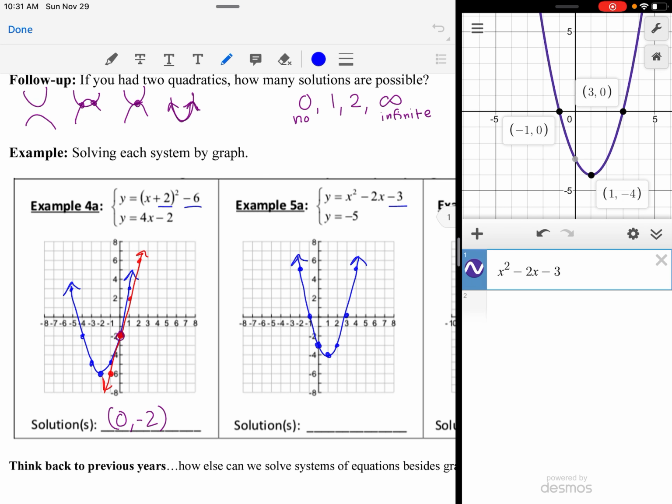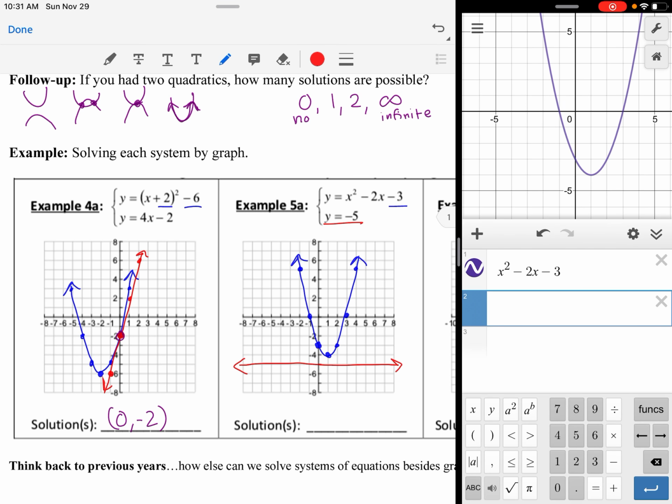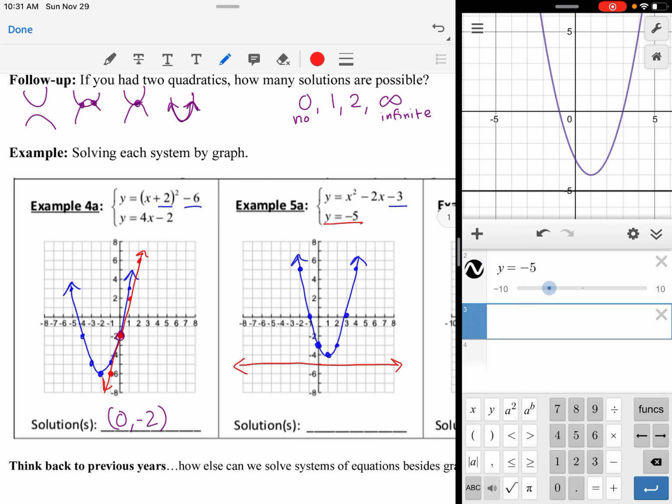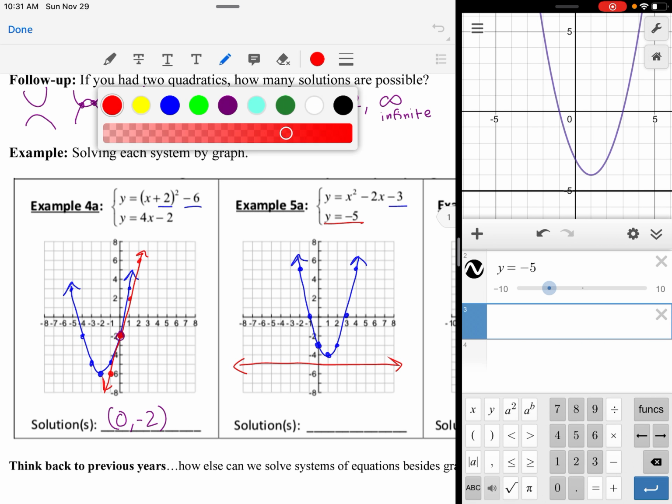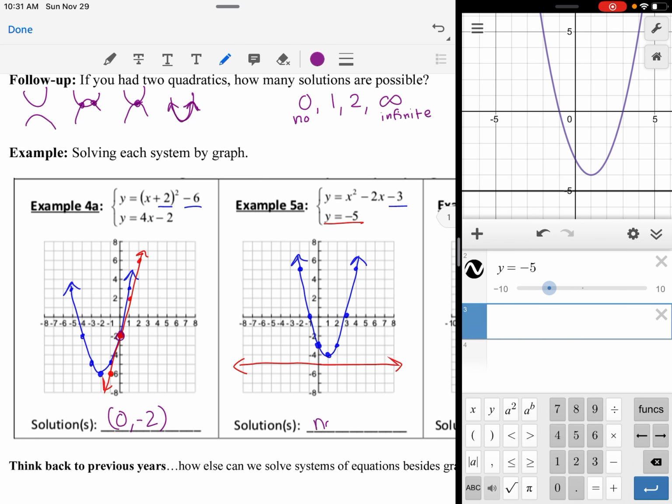This next one is a linear equation. It says y equals 5. So this one ends up being just a horizontal line that goes through the y-axis at 5. If you're not sure, you can always type that in. Y equals 5, -5, sorry. And you can see that these don't cross at all, so we say that there are no solutions.